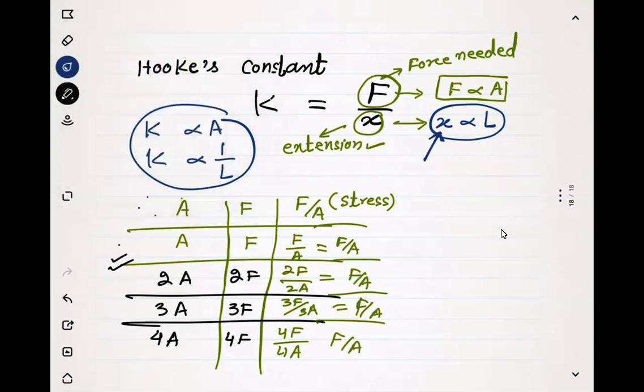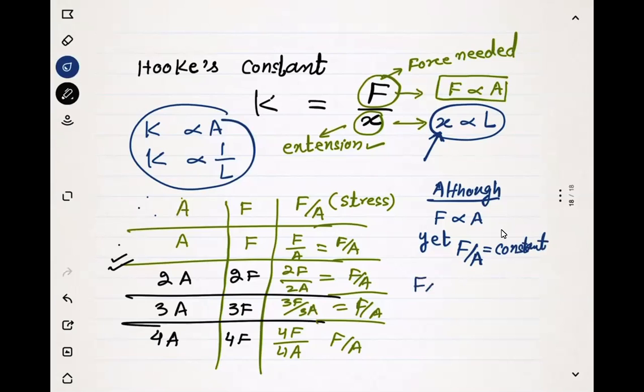So we can make a conclusion. Although F depends on area, yet F over A is a constant as it is independent of the area. So you can say that F over A is independent of area because if you double the area, the force needed will become double. And as a result, this F over A will become independent of the area. It does not depend on the area.